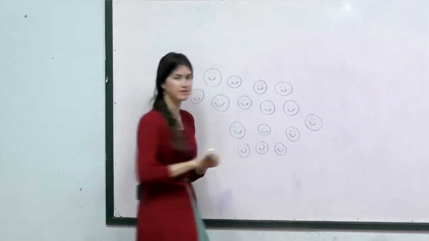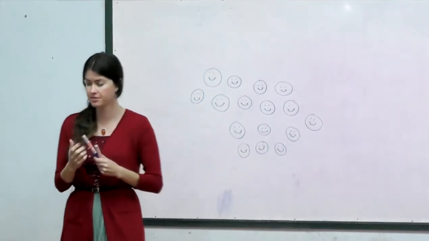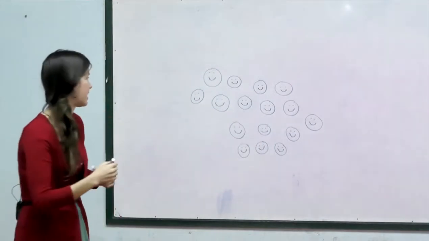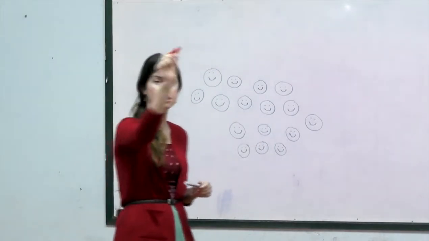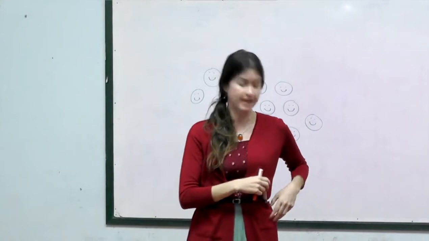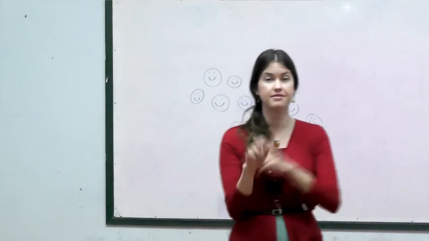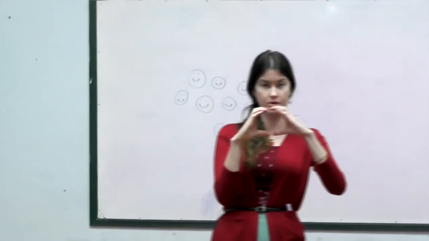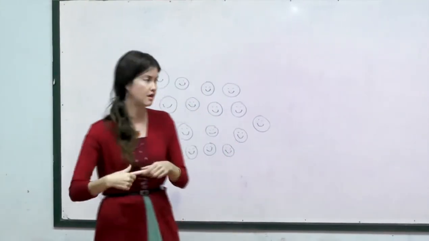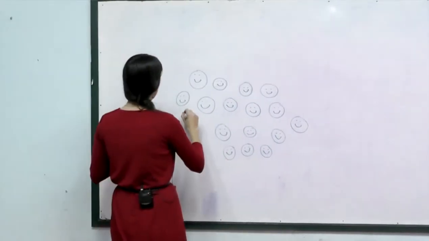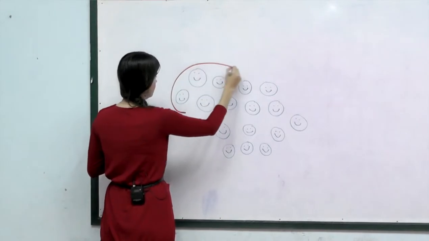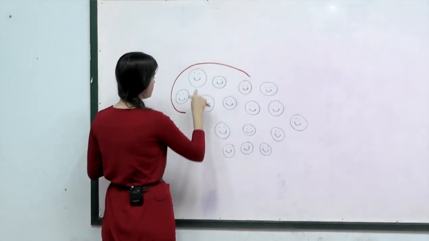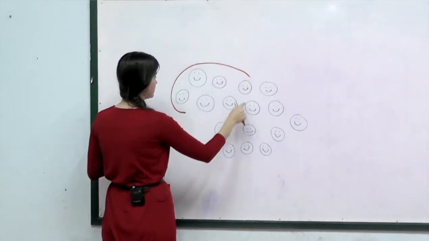And it asks us to make groups of 8? Make groups of 8. Okay, so on your paper you're going to circle 8 faces. So you want 8 faces inside one circle. So you're going to start your circle. Make sure you've got 8. One, two, three, four, five, six, seven, eight.